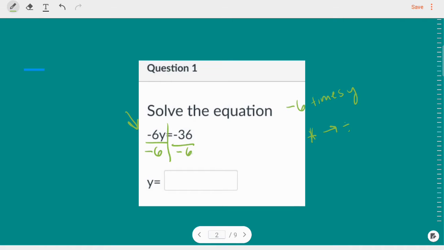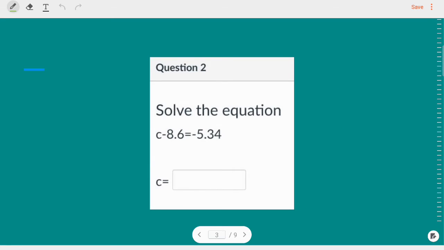And also, because this is an equation, it needs to stay balanced, so I'm going to do it on the other side. So on the left, that cancels out, and I'm left with y. And on the right, negative 36 divided by negative 6 is a total of positive 6. Moving on to the next.